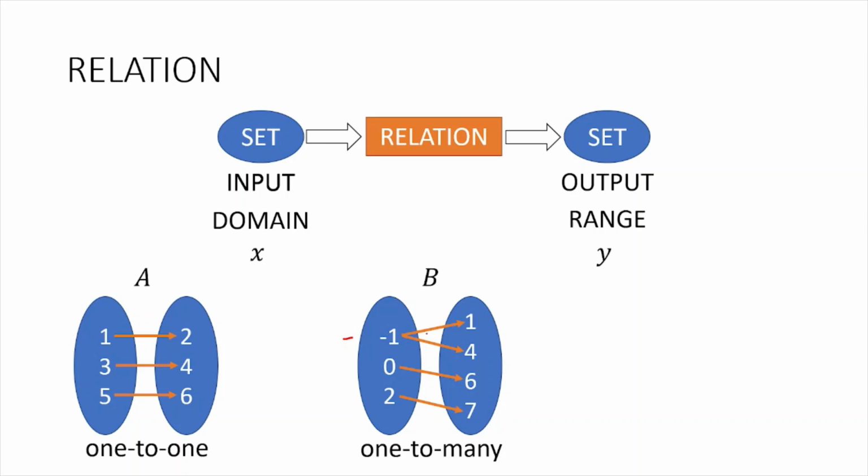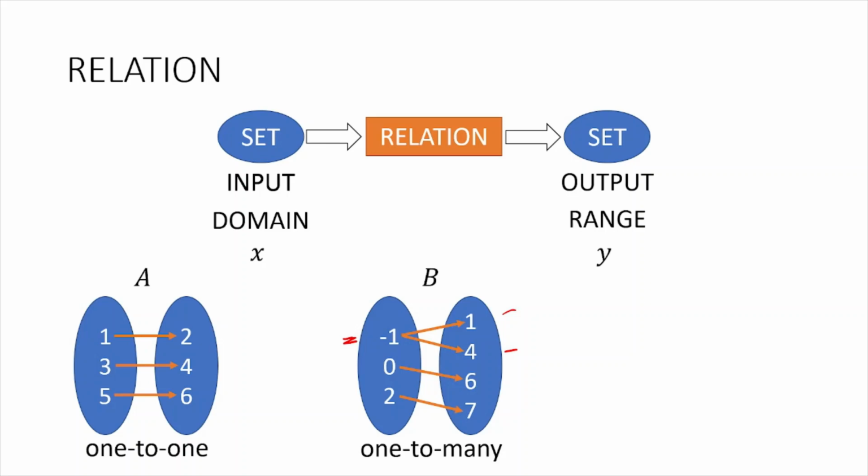-1 in this case corresponds to multiple y values. Okay, and in this case in particular, we have two y values corresponding to a single x value, right? So two y values corresponding to a single x value. Hence, this is called a one-to-many relation.